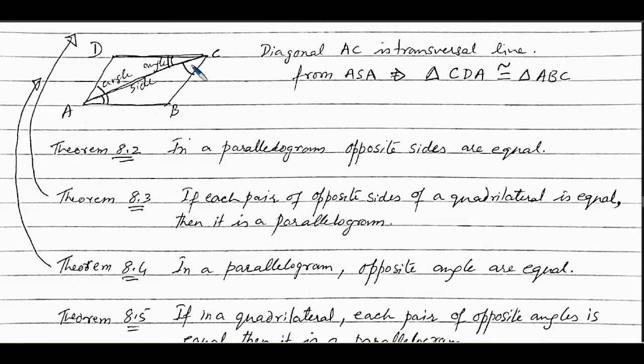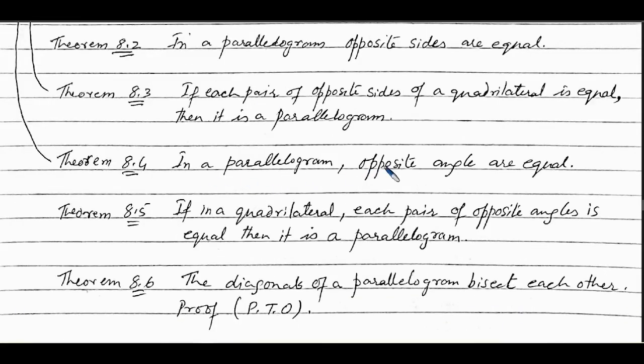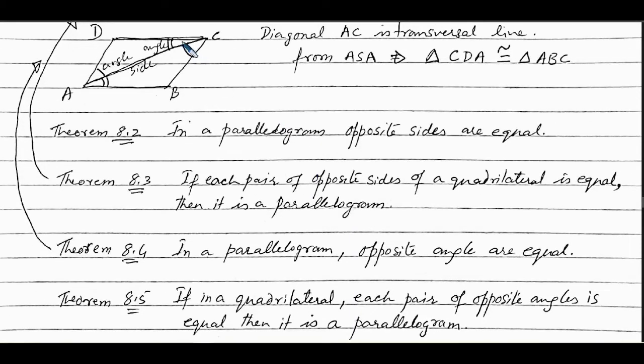So they are the same angle for this parallel line. Similarly, this angle and this angle will be the same. So you just prove using the triangle congruence rule. In a parallelogram, opposite angles are equal. Here I have shown that the opposite angles are equal. Again, use this only and just extend and write it.